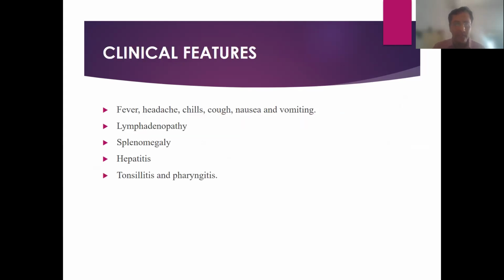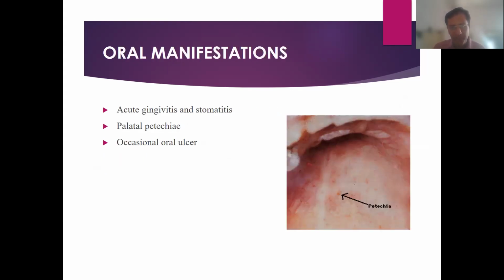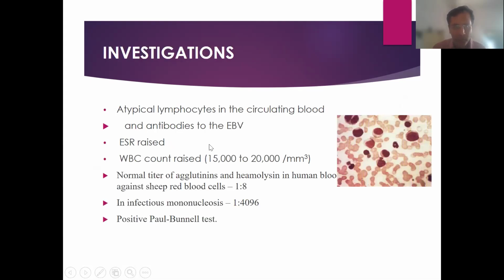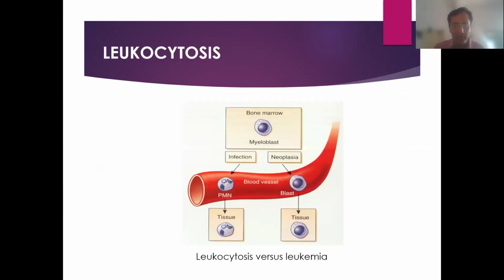What are the clinical features? Fever, headache, chills, cough, nausea, vomiting, lymphadenopathy, splenomegaly, hepatitis, tonsillitis, pharyngitis. Palatal petechiae, which are small patches, and occasional ulcers. We will find gingivitis and stomatitis. ESR is raised, WBC is raised, and heterophile agglutinin titer is positive. Now, what is the treatment? We give acyclovir, the antiviral drug, and short-term steroid therapy can be given.